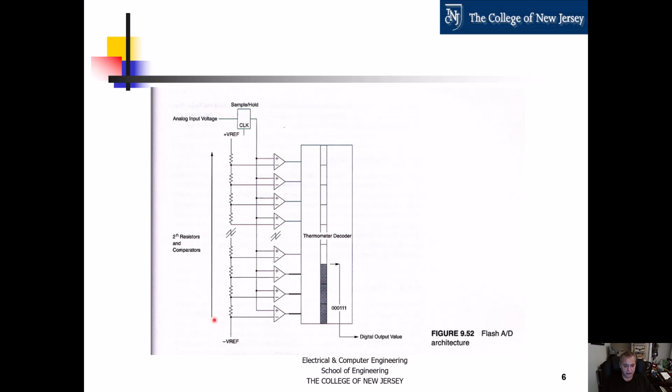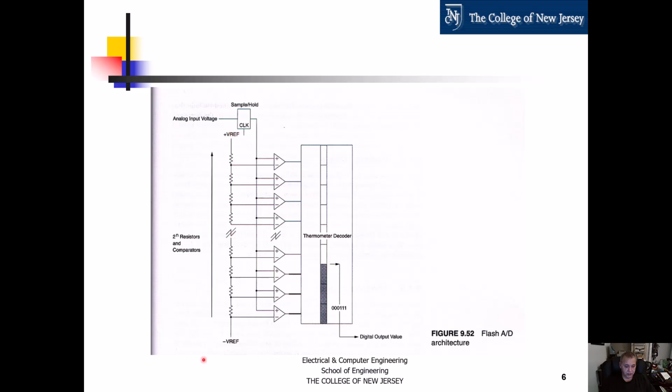Because again, you need 2 to the n resistors and 2 to the n comparators, which would be cost prohibitive for something like 24 bits. For this example, we're going to be looking at 6 bits, so we would need 64 resistors and 64 comparators. So this is the input side of the analog to digital converter, where we divide the voltage range between our negative reference and our positive reference. That is basically the span of the voltage that we want to convert.